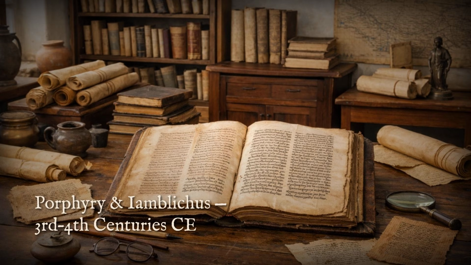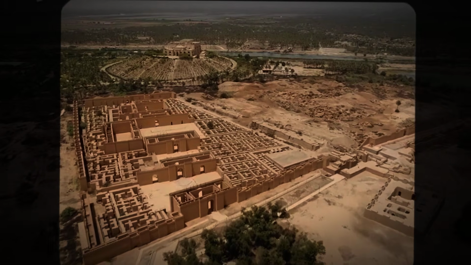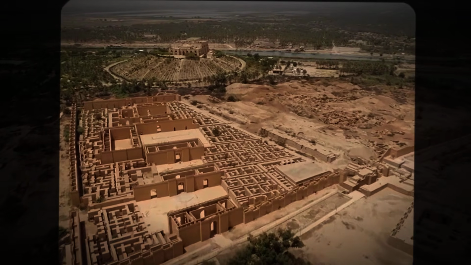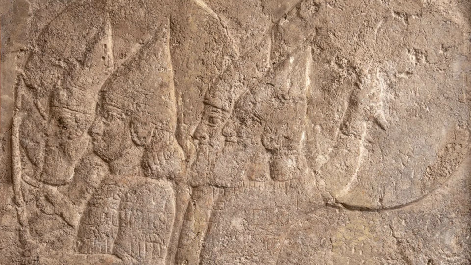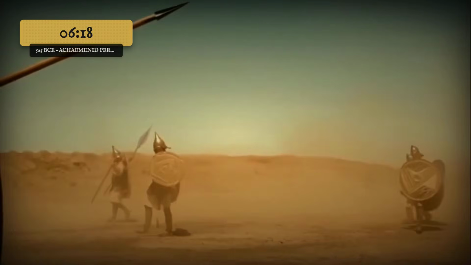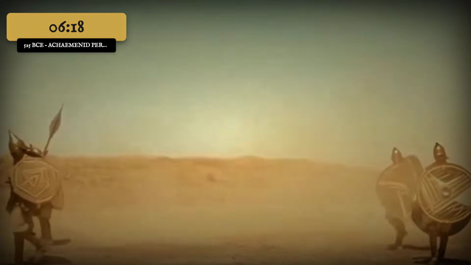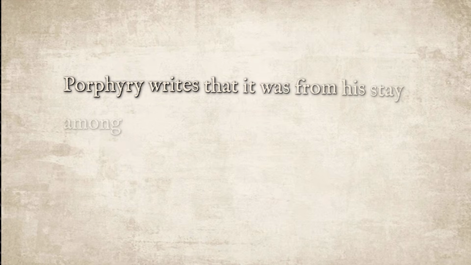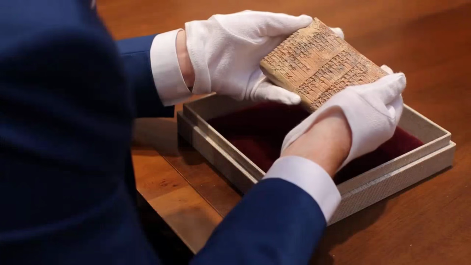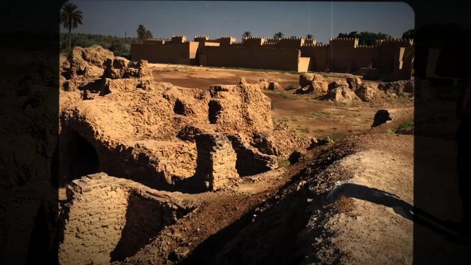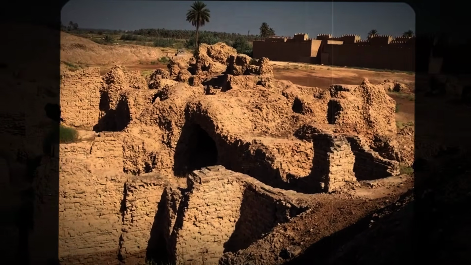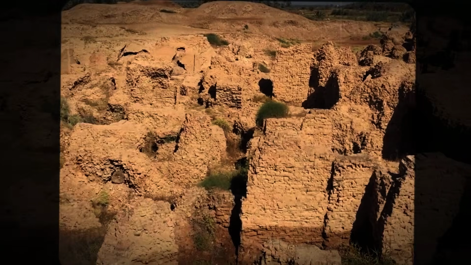after his death. Porphyry and Iamblichus, both writing in the 3rd and 4th centuries, are the principal sources, and both explicitly state that Pythagoras studied in Babylon with the Chaldeans after being captured by the army of Cambyses II in 525 BCE. Porphyry writes that it was from his stay among these foreigners that Pythagoras acquired the greater part of his wisdom. Whether or not Pythagoras personally traveled to Babylon is unprovable.